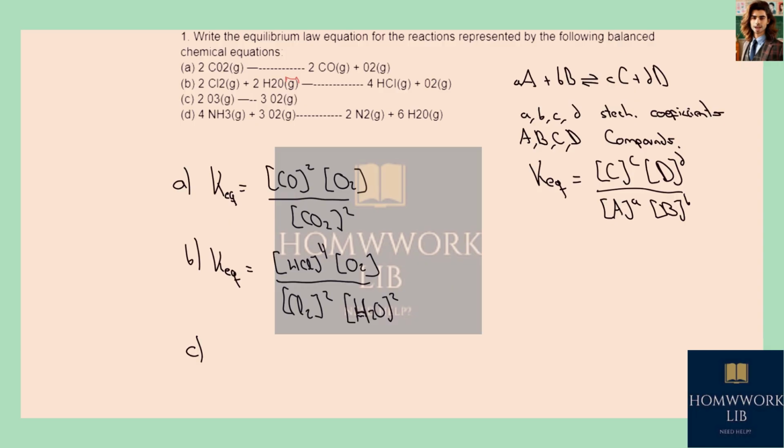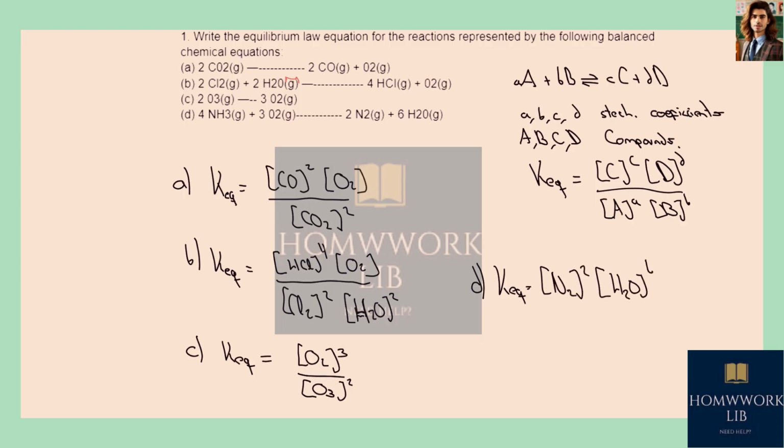So for C, now we're going to get that the equilibrium equation would correspond to concentration of oxygen to the cube over concentration of ozone squared. And finally, for reaction D, the equilibrium constant would correspond to concentration of nitrogen squared times concentration of water to the sixth over concentration of NH3 to the fourth times the concentration of oxygen cubed.